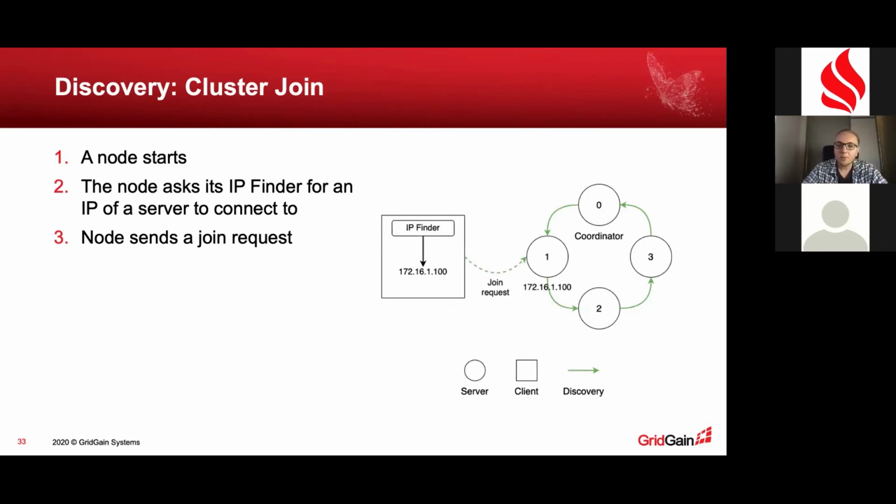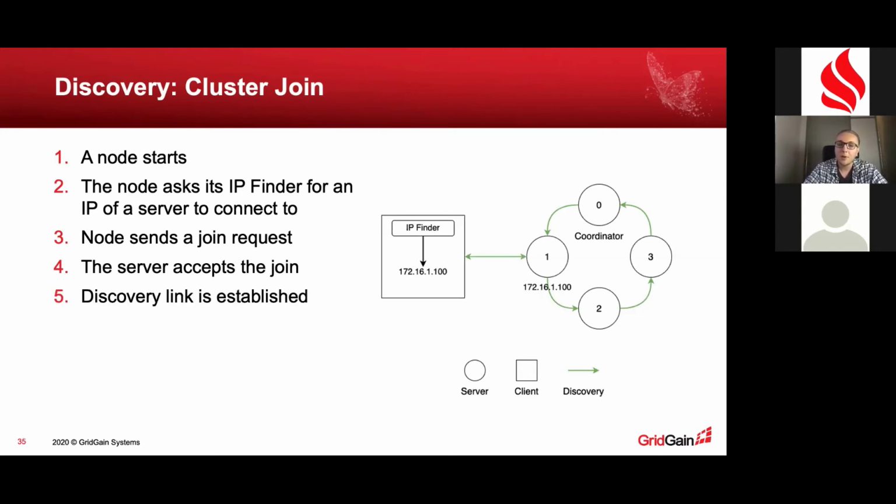Then it's quite simple. We ask the node on the provided IP whether we can join. The node responds, hopefully, that we can join the cluster at this time, and the discovery link is now established. So now it looks like the topology is complete. It looks the same as when we talked about discovery before, right?